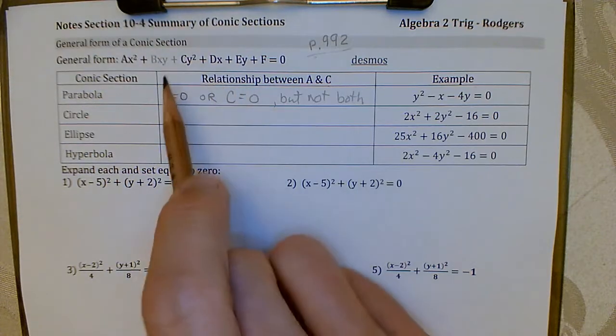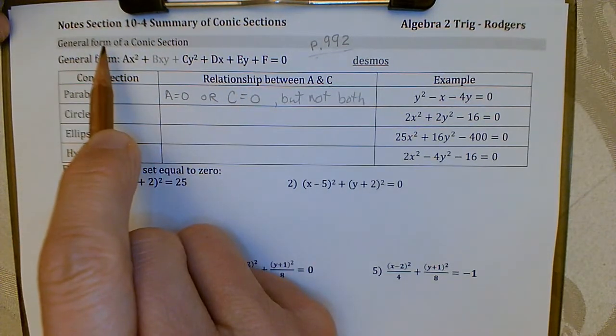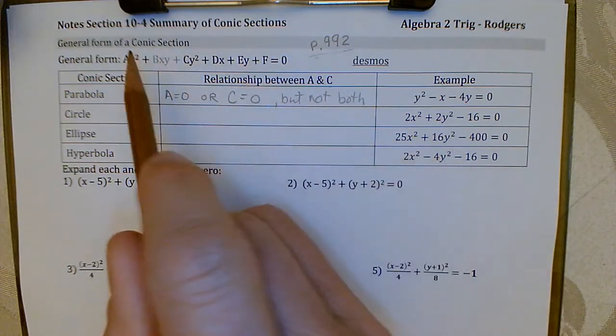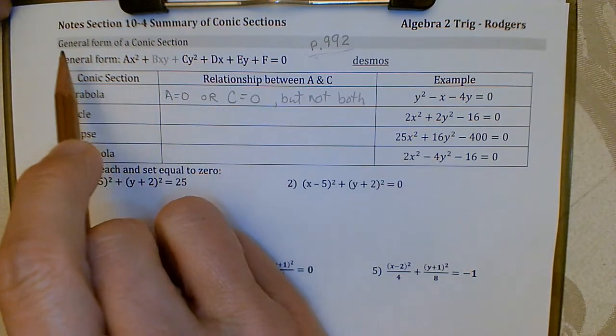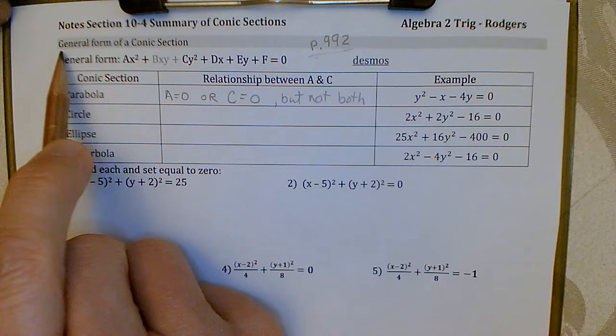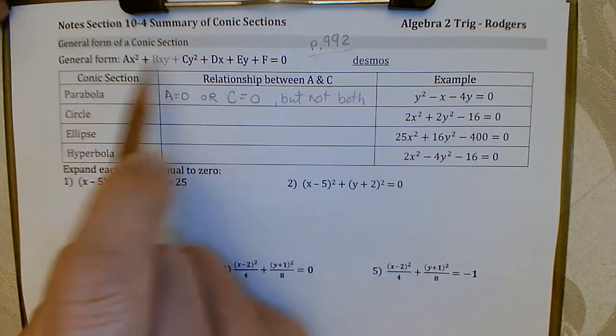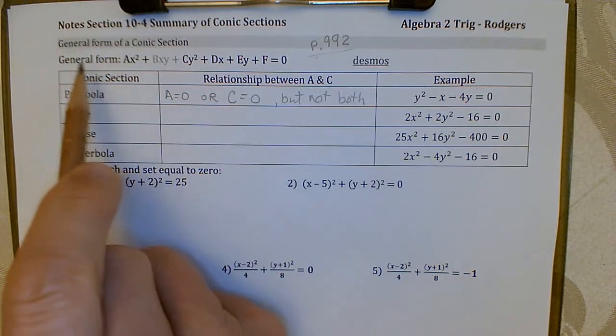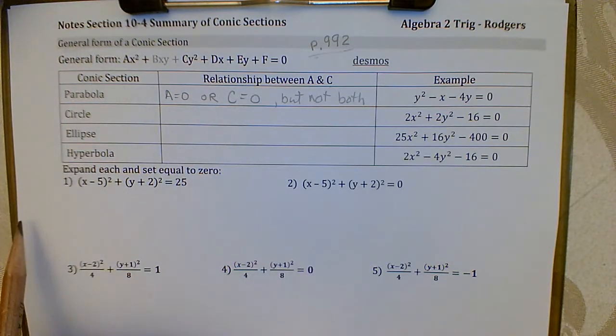Okay, now this is called the general form. In a line, that would be called the standard form. And depending on the book, this sometimes might be referred to as standard form, like when we had a line. But general form is what we'll use here.